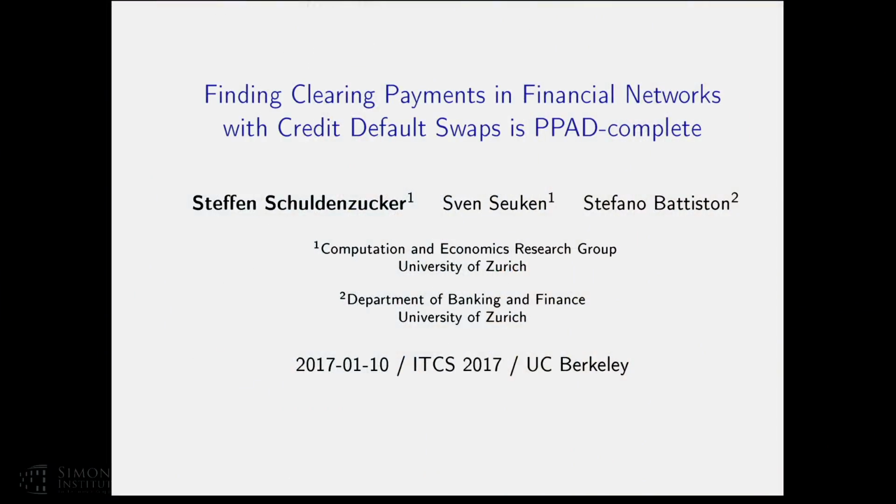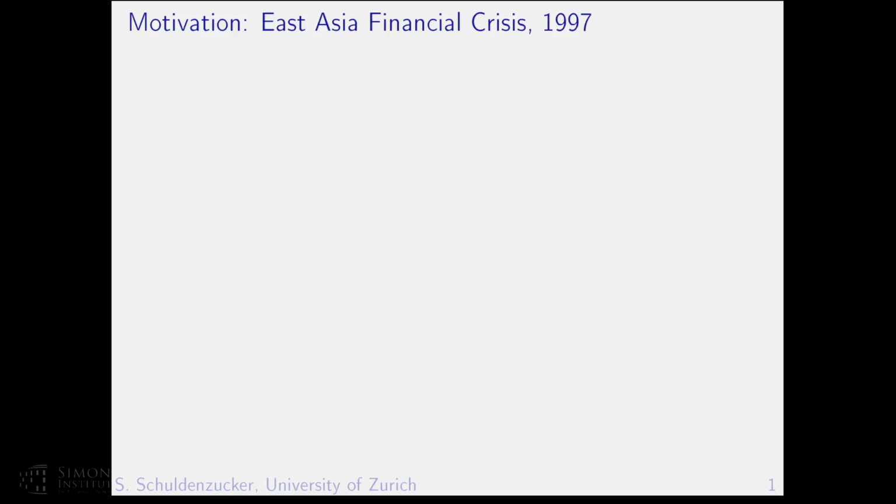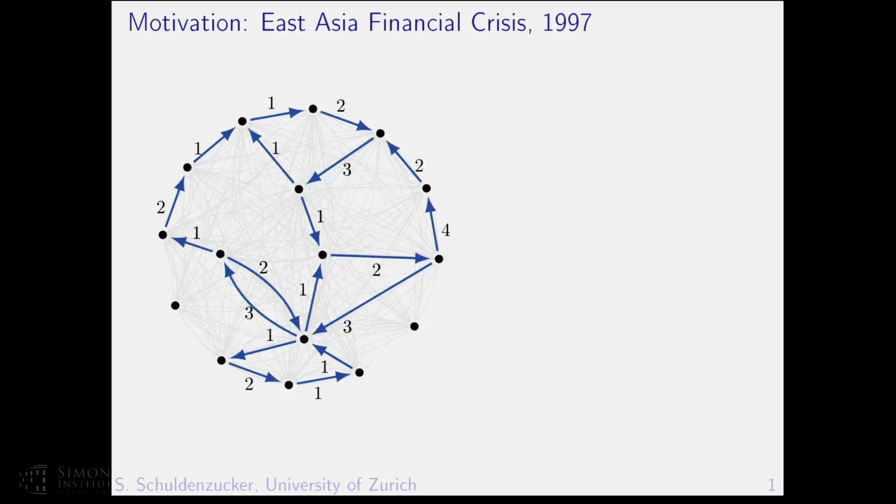As my motivation, I chose not the Lehman crisis, but another financial crisis, which is the East Asia financial crisis in 1997. We visualize this crisis as follows. You have the banks or financial institutions in Indonesia, South Korea, and Thailand, represented by the points. The arrows represent liabilities. For example, this bank would owe an amount of 2 to this bank. In this financial crisis, about 50% of all the banks were bankrupt.